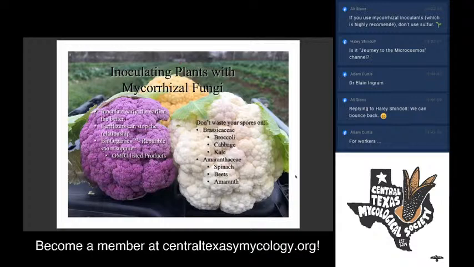And also spinach, anything in the Amaranthaceae family, which is spinach, beets, and culinary amaranth. You don't want to waste your inoculum on that either, because it's not going to make those associations. It's just a waste of your time. But anything else is good to go. So apple trees, rose bushes, tomatoes. Those are the only things that are coming to mind right now, but you get the point.